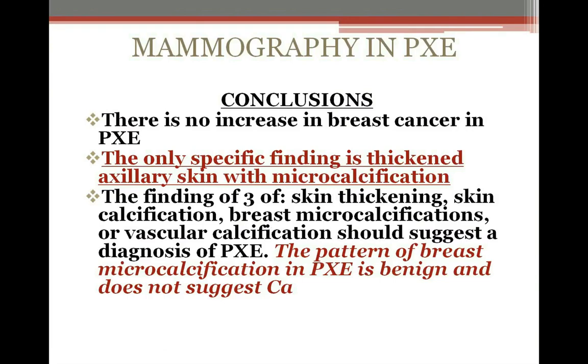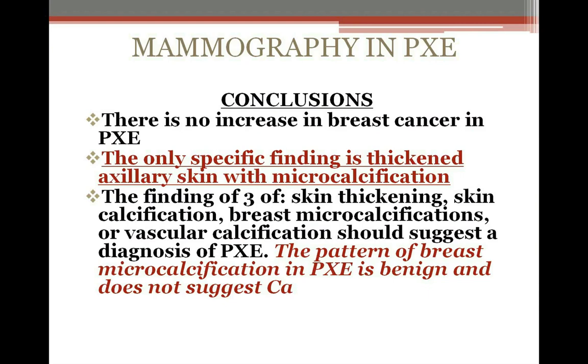So we found that there was no increase in breast cancer in PXE. The only specific finding is thickened axillary skin with microcalcification. Everything else was maybe increased in PXE, but was not specific enough to be diagnostic. So if you found any three of the following: skin thickening, skin calcification, breast microcalcifications, and vascular calcification, this would suggest the possibility of PXE.